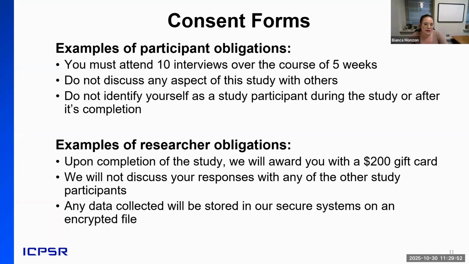A consent form should outline the roles and responsibilities of both the researcher and the participant, and it should be written with clear and concise language that's easily understood by the signee. Provided are examples of participant and researcher obligations. When working with minors, you'll need to obtain consent from at least one parental guardian and obtain assent from the minor if applicable.